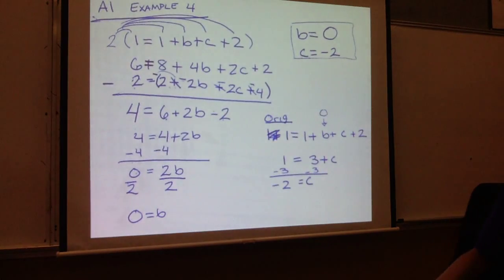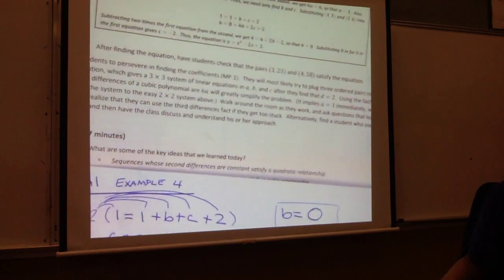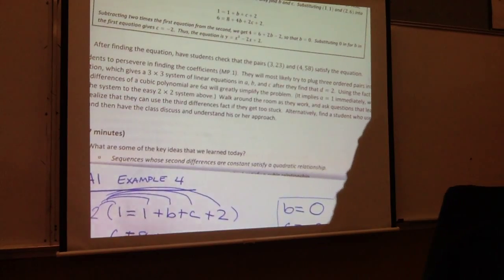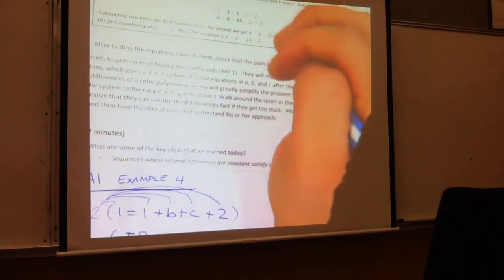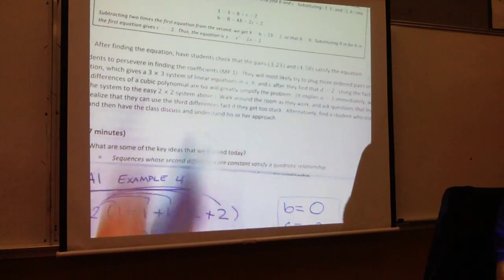And so that's how A1 example 4 gets to the answer, where A was 1 and you get x cubed. You can't even see that.